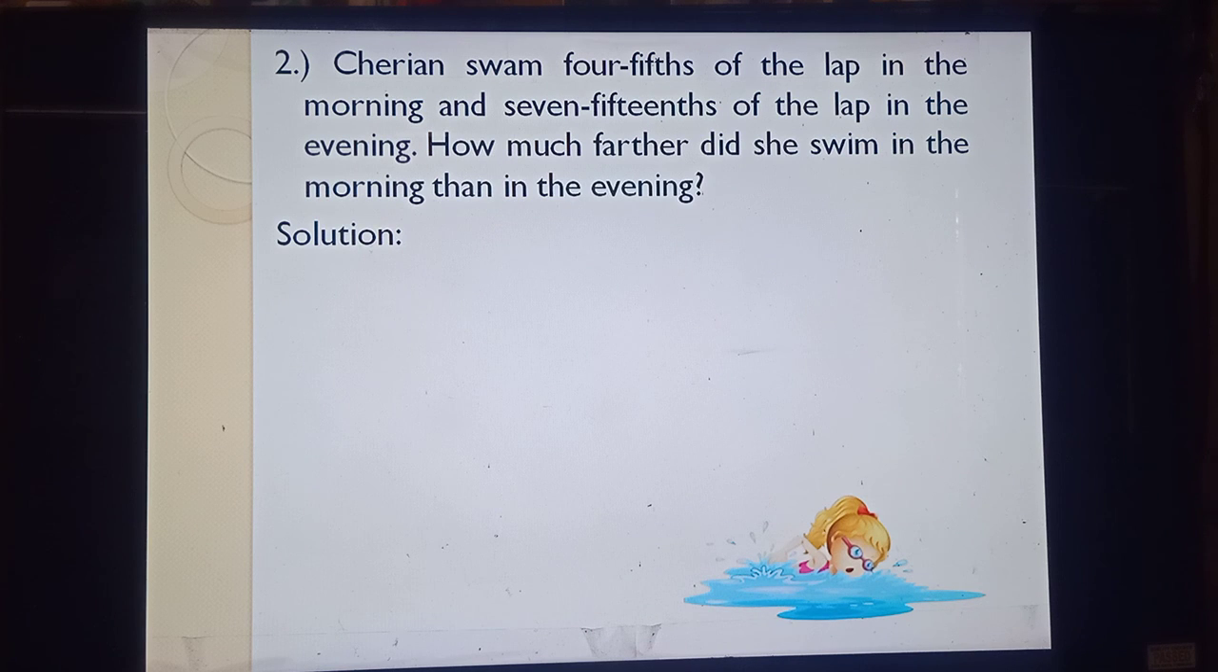Cherian swam 4/5 of the lap in the morning and 7/15ths of the lap in the evening. How much farther did she swim in the morning than in the evening? So for the solution, what are we going to do? Since it is asked of how much farther did she swim, comparing morning and evening, we're going to subtract those given. So that will become 4/5 minus 7 over 15.